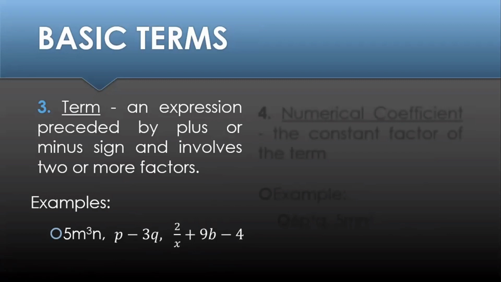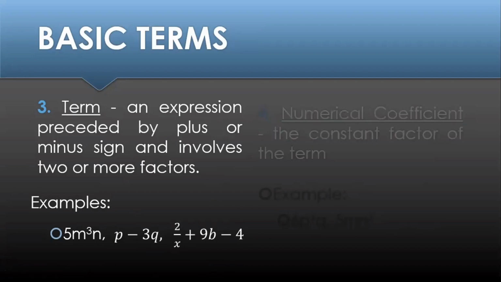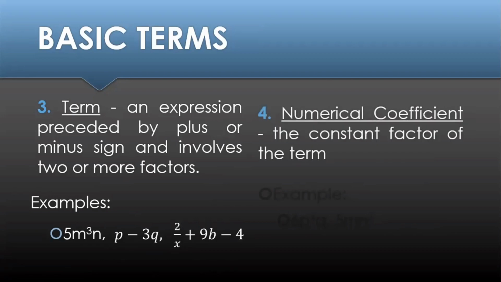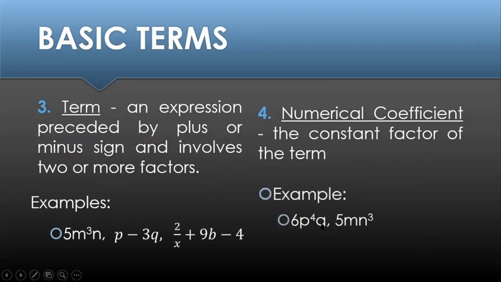Let's now proceed to the fourth one, which is the numerical coefficient. It is the constant factor of the term. Example, 6p raised to 4q and 5mn cubed. So the numerical coefficient here are 6 and 5. So just remember that the numerical coefficient is the constant factor of the given term.